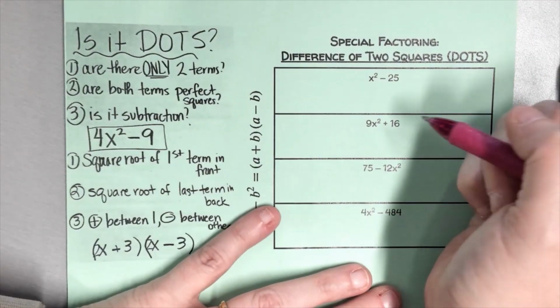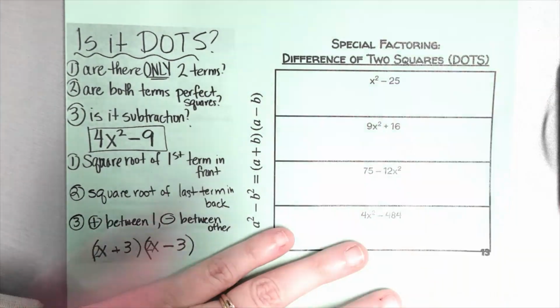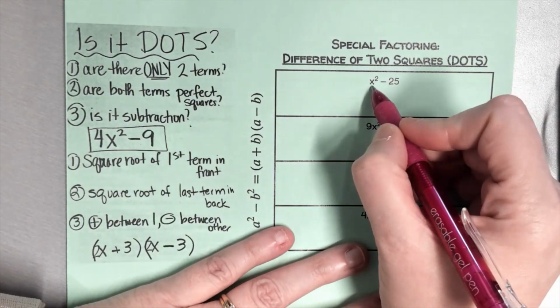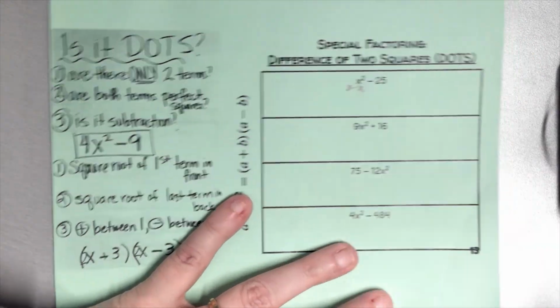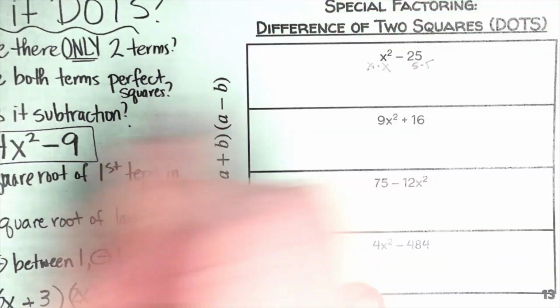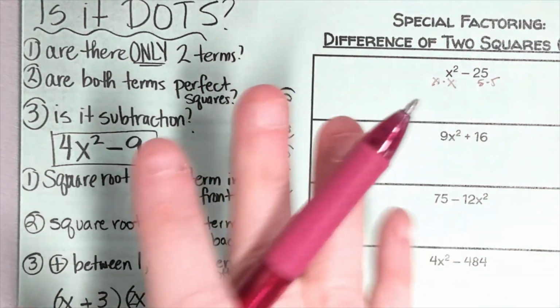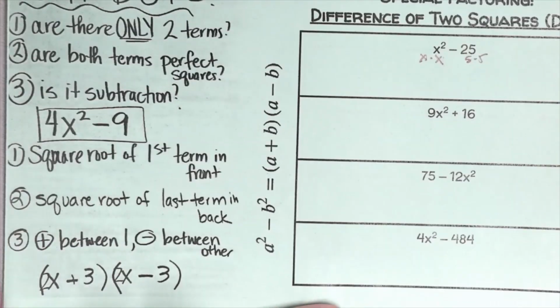And some of you are already probably thinking about something right now, and that's okay. All right. So once I see that I have two terms, I look for perfect squares. X squared is x times x, so I could literally write x times x. Let me zoom in a little bit. And 25 is 5 times 5. Those are perfect squares. So now that those three conditions have been met, I can actually fast factor them, again using this pattern.